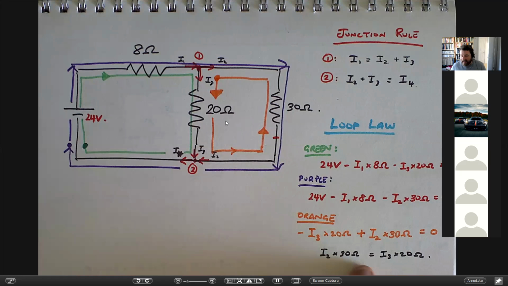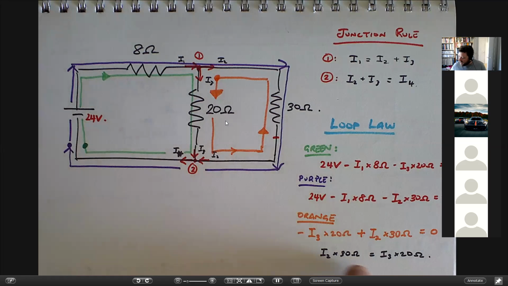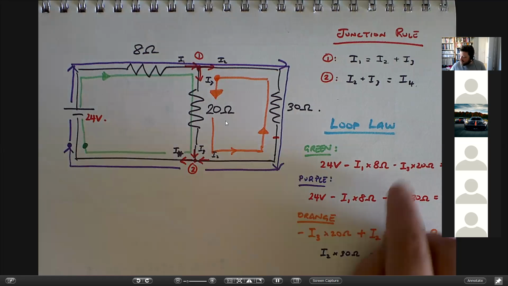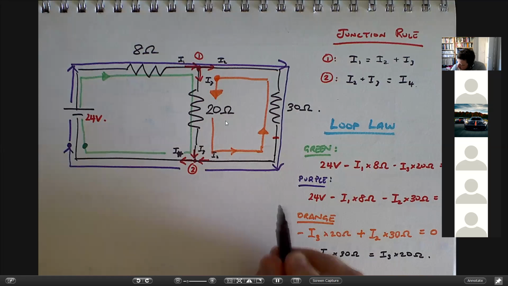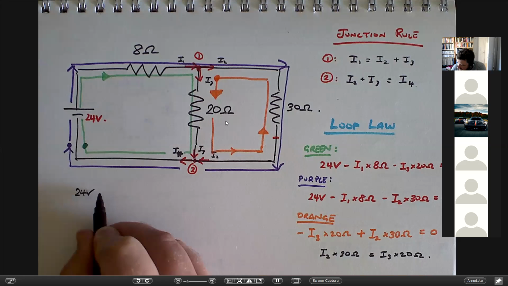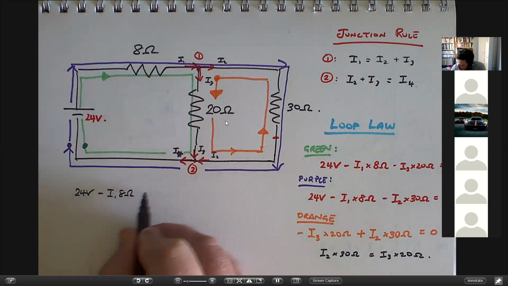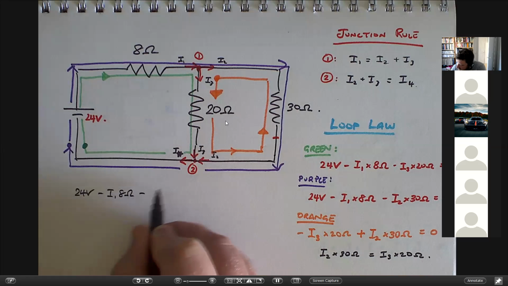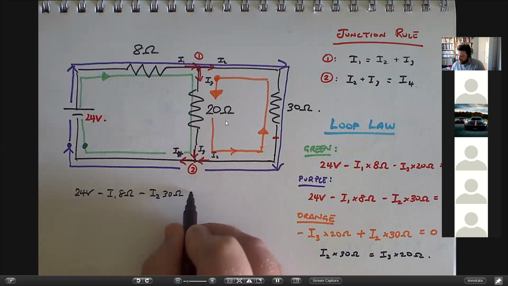But that means I can then plug this one in here into these equations to get rid of I3. And so these are just going to become equations of I1 and I2. So let's do that. Both the green and the purple become 24 volts minus I1 times 8 ohms minus I2 times 30 ohms equals 0.